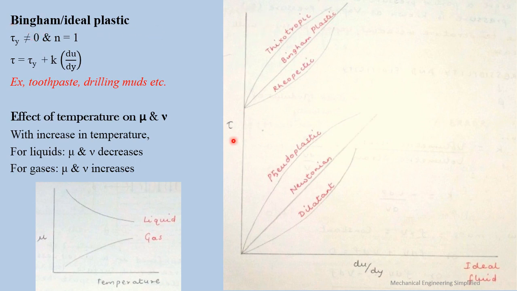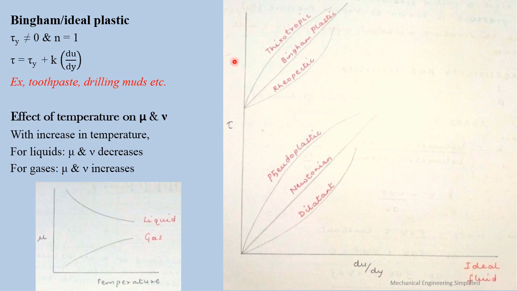So you can see in this diagram the relationship between tau, that is shear stress, and the velocity gradient. In this case you can see this is Newtonian fluid, this is pseudoplastic, this is dilatant, this is Bingham plastic or ideal plastic, this is thixotropic and rheopectic, and this line shows the ideal fluid. Do not confuse this ideal fluid with ideal plastic. This Bingham plastic is an ideal plastic and this is an ideal fluid.